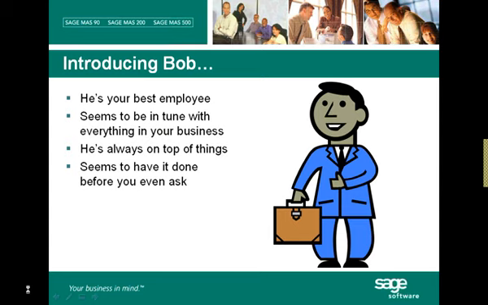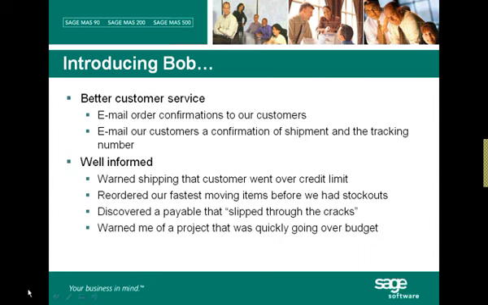Meet Bob. He's your best employee. He seems to be in tune with everything in your business. He's always on top of things and seems to have it done before you even have to ask. In fact, one day you had a great idea on how to give your customers better customer service, and at the same time reduce the phone calls coming into your salespeople and the customer service reps. If you could email sales order confirmations and email them a tracking number, your salesperson and customer service reps could be working on more productive things. You approached Bob with the idea, and magically, he put your idea to life the very next day.